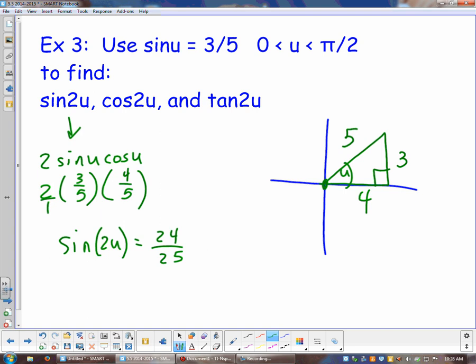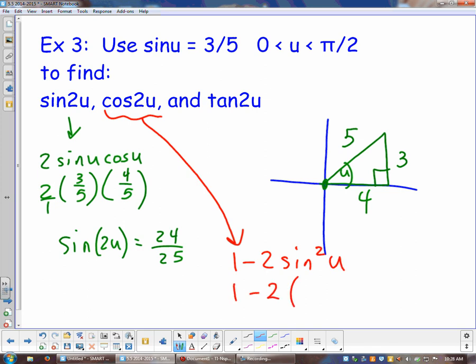So I'm going to do 1 minus 2 times, what was my sine of u? Just sine of u, not sine of 2u. 3/5, but I would have to square that, correct? So I'm going to get 1 minus 2 times 9 over 25. Does that look okay? And so I've got 1 minus 18 25ths. That's 25 25ths minus 18 25ths, which leaves me with 7 25ths. Does this look okay? So that's my answer for the cosine of 2u.